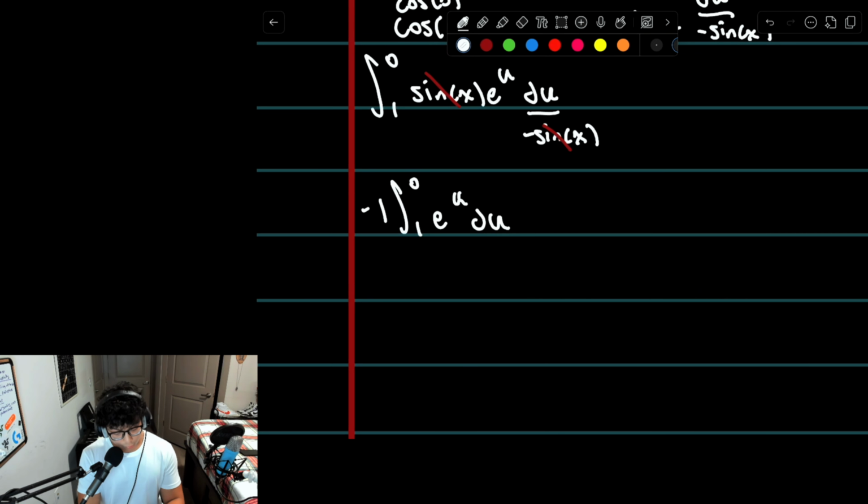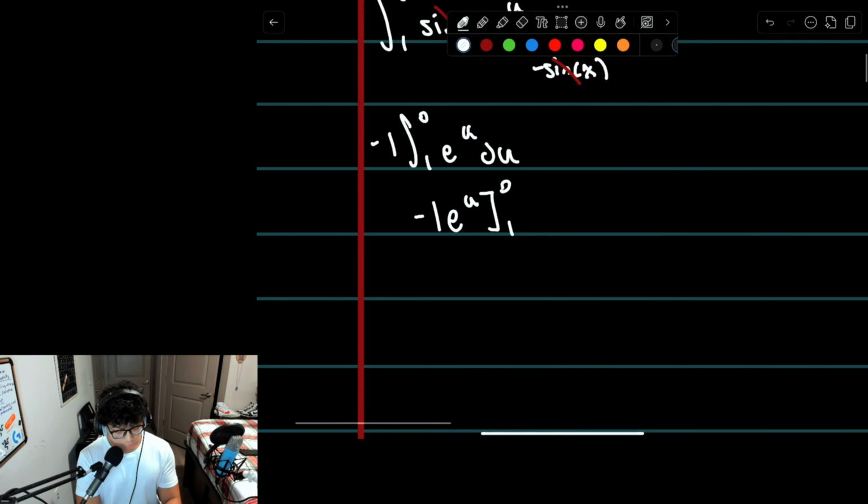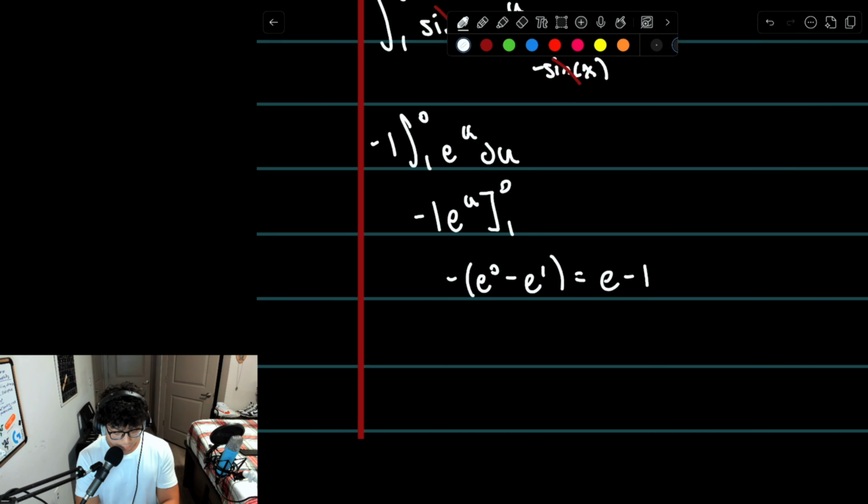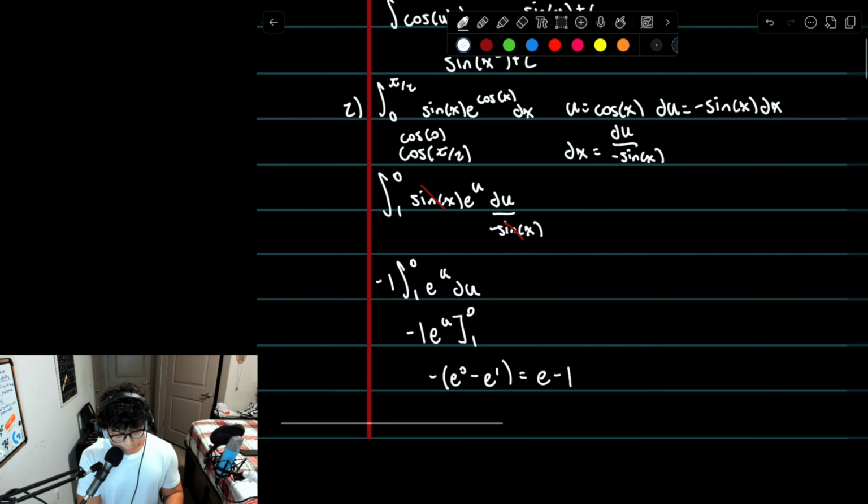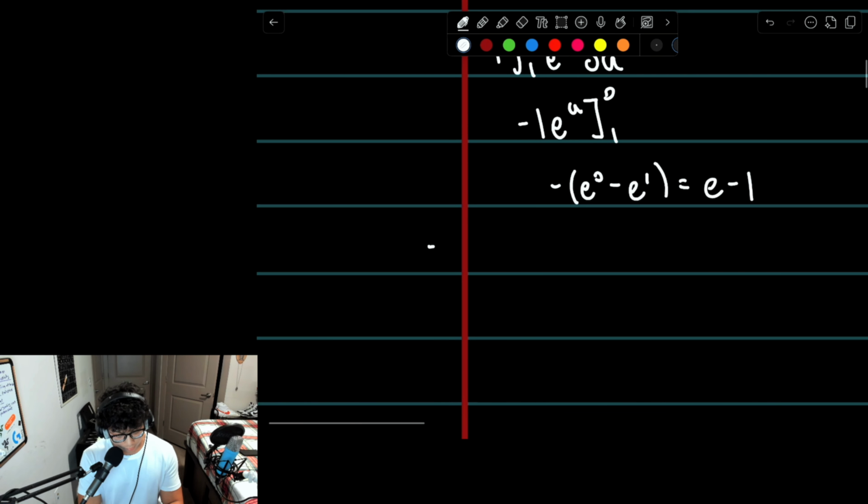And from here it's pretty straightforward. We know that the integral of e to the x is e to the x. So in this case, the integral of e to the u would be e to the u. So negative 1 times e to the u, put into the bounds of 1 to 0. And now we are just left with negative e to the 0 minus e to the 1. And eventually this equates to e minus 1. So hopefully my mistakes didn't confuse you. Let's head on to our next problem.